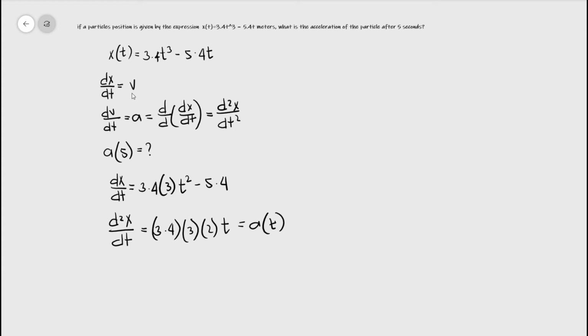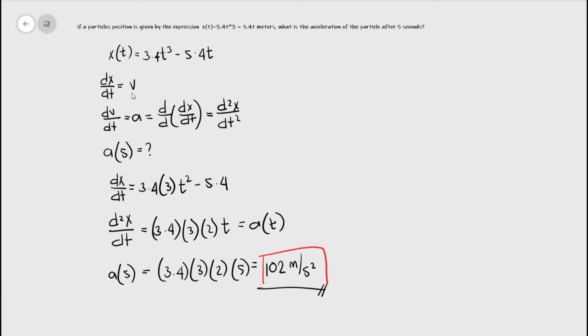Okay, now to get the instantaneous value of acceleration after 5 seconds, let's just replace t by 5, substitute 5 to our t. We have 3.4 times 3 times 2 times 5. The result is 102 meter per second squared. This is our final answer for the acceleration after 5 seconds.